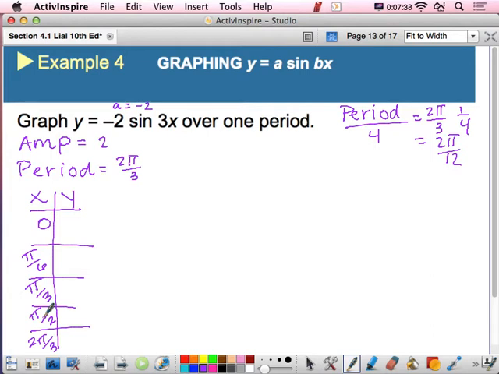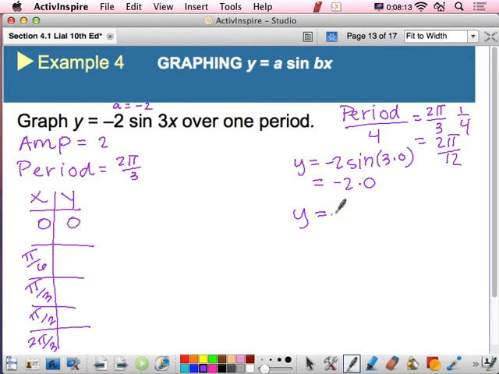So at this point, I'm going to plug in 0, and I have y equals negative 2 times sine of 3 times 0. The sine of 0 is 0, and you may as well go ahead and memorize that. Sine always starts at 0. Do I even need to plug the next one in? It's either going to be 2 or negative 2. Which one? It's going to be negative 2. It rotates through A first, and A is negative 2.